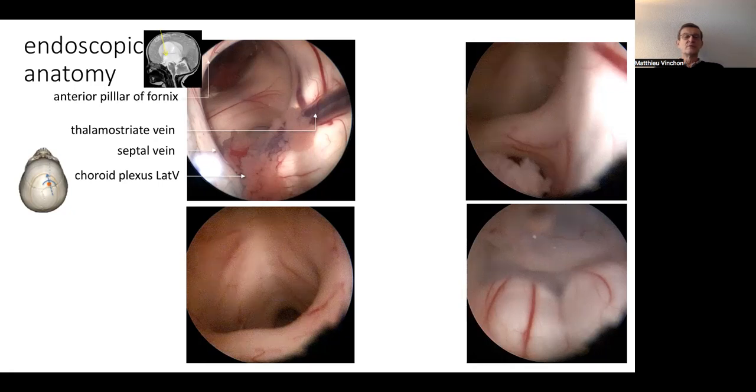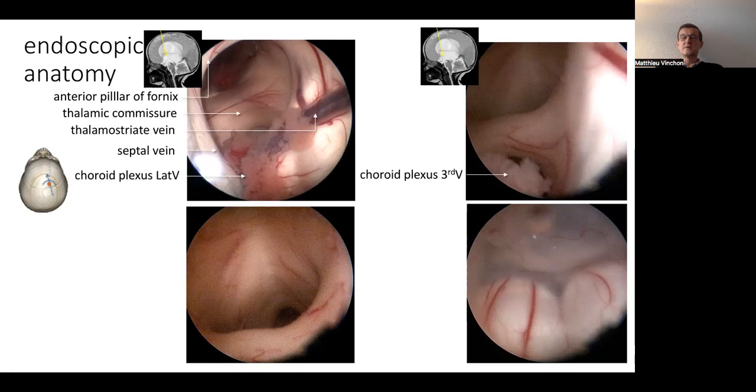Then you have the anterior pillar of the fornix, which is the anterior limit of the foramen. And through the foramen, you can see sometimes the thalamic commissure, which can be very large, like in this case. Then you are inside the foramen of Monro. You can see the choroid plexus of the third ventricle, the thalamic commissure, like here, the right thalamus.